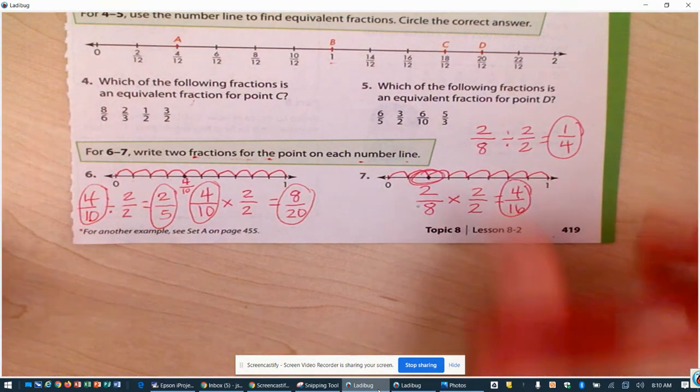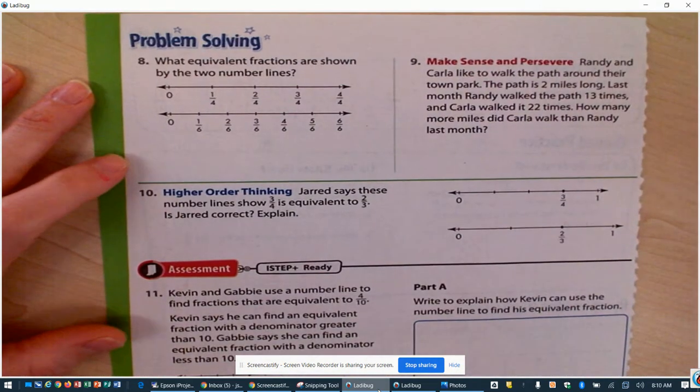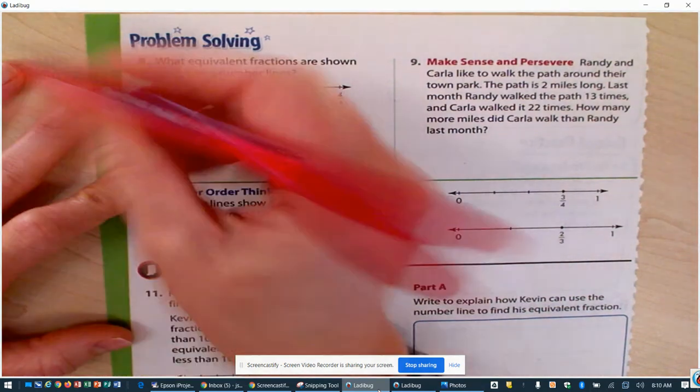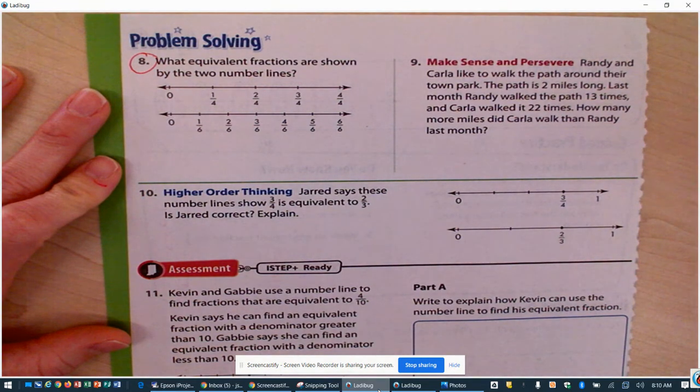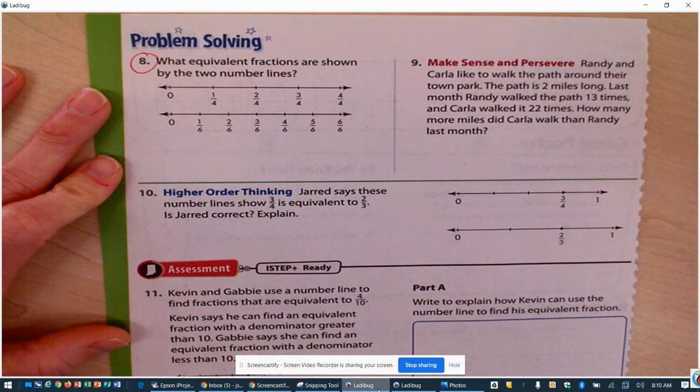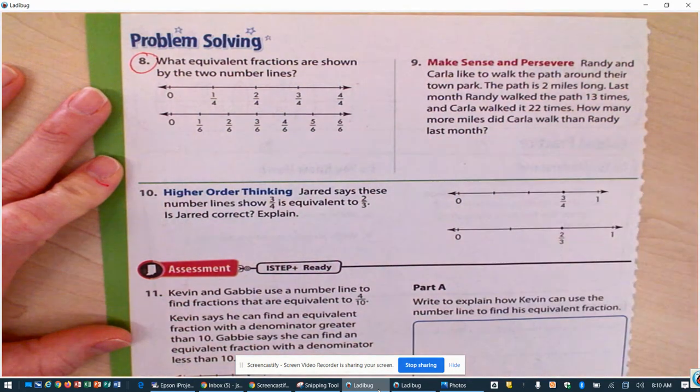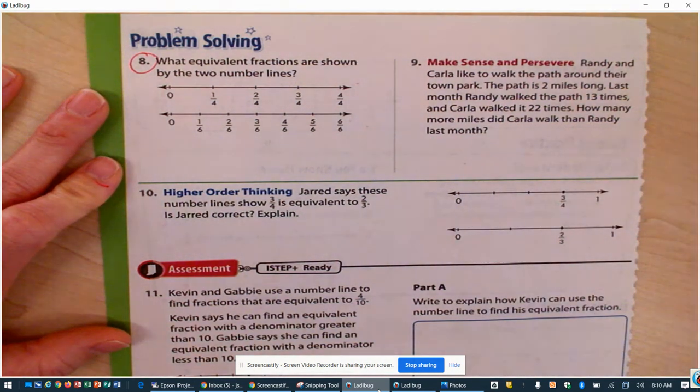Okay, let's turn it over. I would like for you to look at number 8. And we're going to start with what equivalent fractions are shown by the 2 number lines. So when you're looking at 2 number lines, the first thing you want to make sure is that they're the same size. Are these number lines the same size? Yes, they are. So we are going to look at fractions that match up.